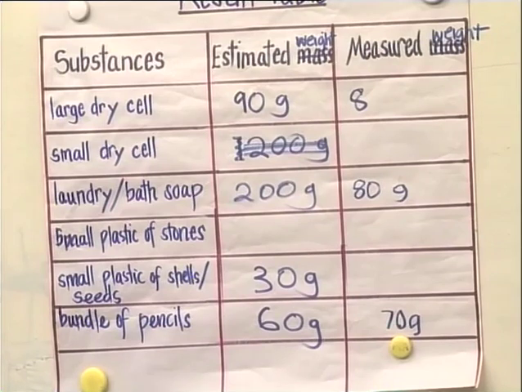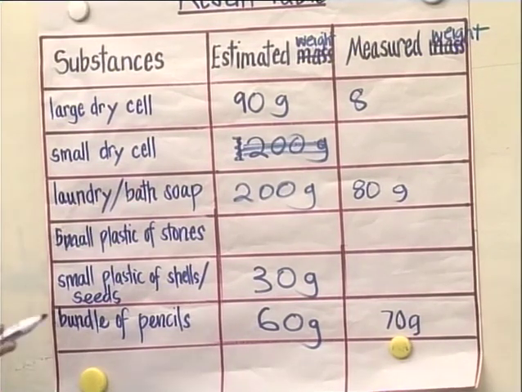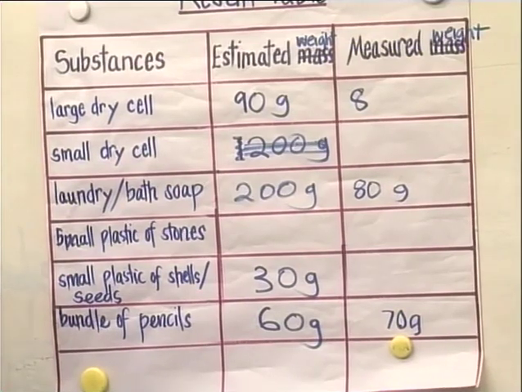Did you measure the bundle of pencils? Who has already measured a bundle of pencils? All right, Lisa, your group. Write the weight quickly. Oh, that's okay. You can go and see that group for shells. Small dry cell, that group, quickly, what is the weight? Tell me, just tell me from where you are. What is the measured weight of that shell?